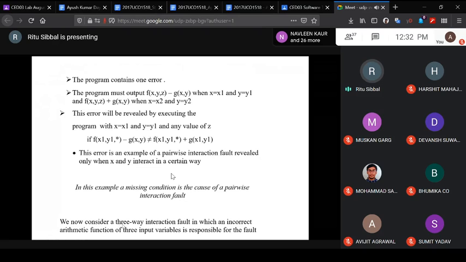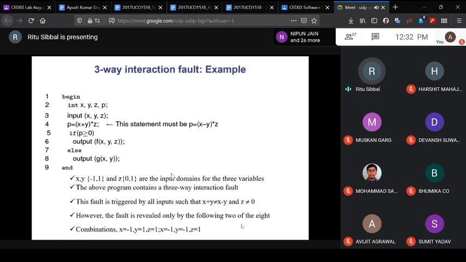Now we will take a three-way interaction fault. Let us take an example of a three-way interaction fault. Let us suppose this is the program. Now suppose again this program is written like this. Now this has got an error.